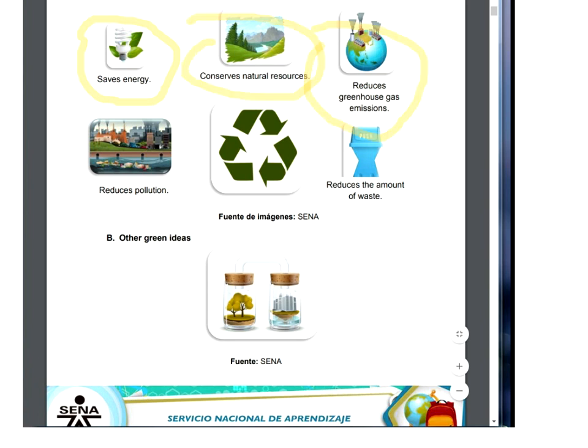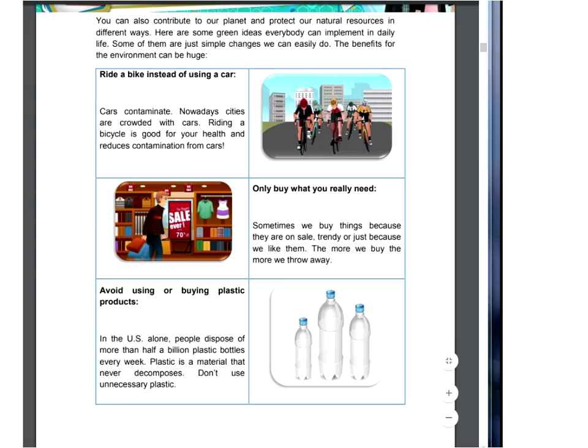This vocabulary is the one that you will have to use along the unit. Then we have a text. In this text, we're going to use the vocabulary and the grammar we studied before. It says, you can also contribute to our planet and protect our natural resources in different ways. Here are some green ideas everybody can implement in daily life. Some of them are just simple changes that we can easily do. The benefits for the environment can be huge.